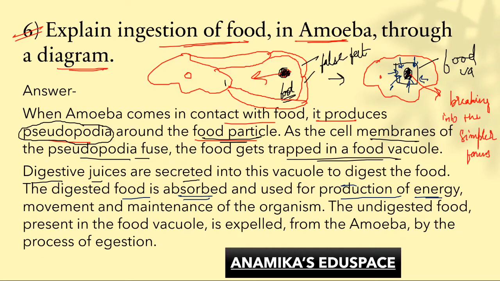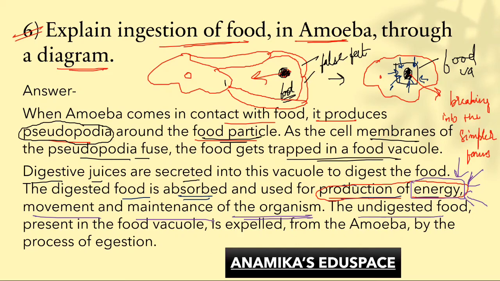Clear? Now what happens as the food is broken down into simpler forms? It will produce energy, because food which is broken down into simpler forms produces nothing other than energy. So why do we eat food? We eat food for having energy, taking energy, consuming energy. Yes, students. So now what happens? With the production of that energy, the movement and the maintenance of the organism is done.